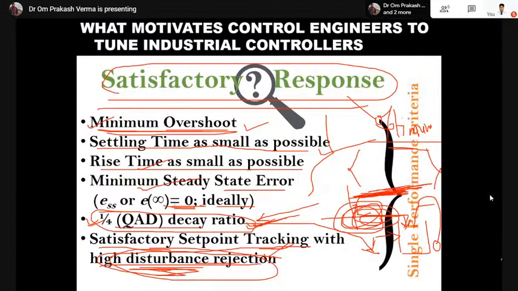So now these are the performance criteria known as single performance criteria, okay. So wait for a moment. My call is coming.